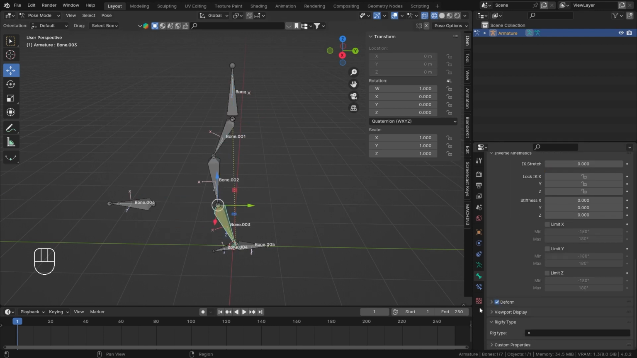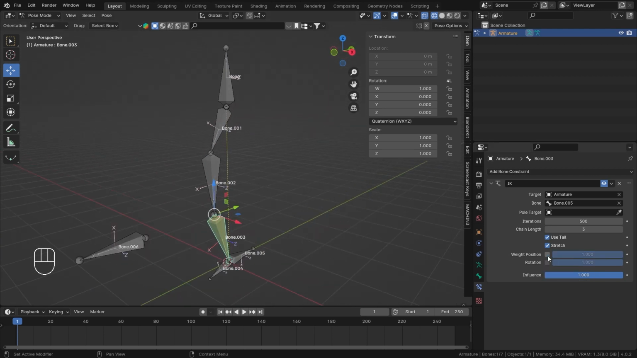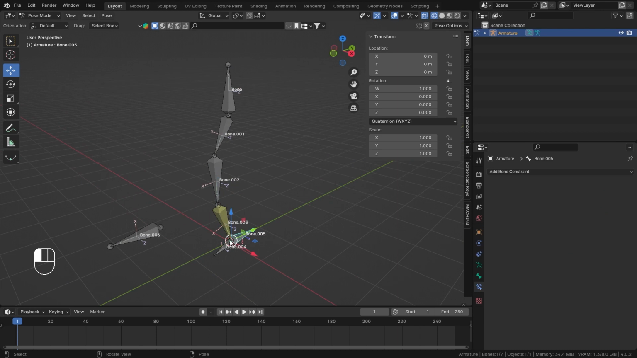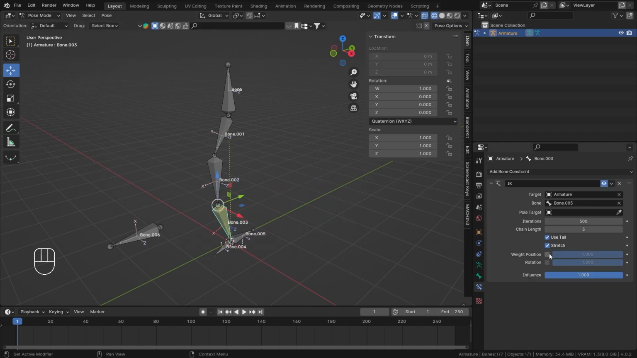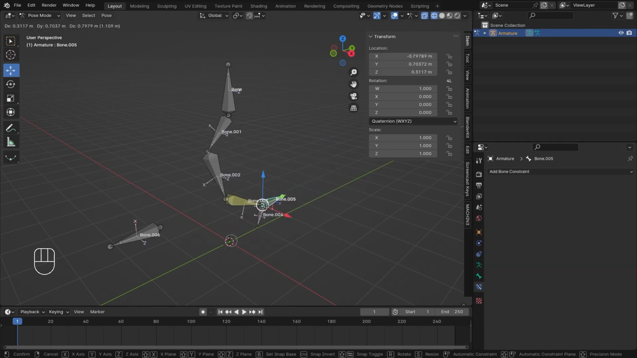Now this is done. Is there anything else? Okay, so weight position. Now if I disable this and let's grab it, you'll see that nothing is happening right now, because my inverse kinematics is not controlling the weight anymore. So this weight actually makes sure how much bones are going to follow each other.